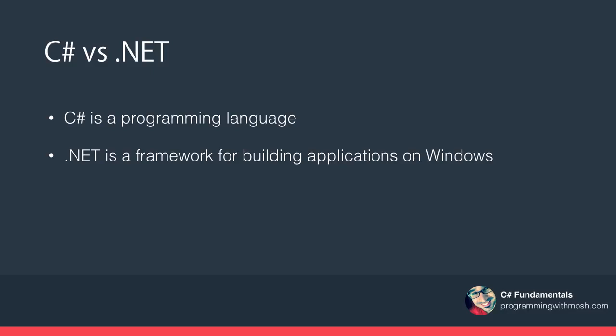C# is a programming language. .NET is a framework for building applications on Windows. .NET Framework is not limited to C#. There are different languages that can target .NET Framework and build applications using that framework. Examples are F# or VB.NET.